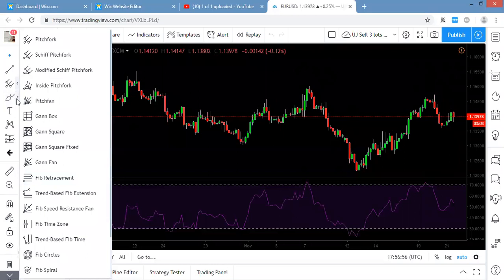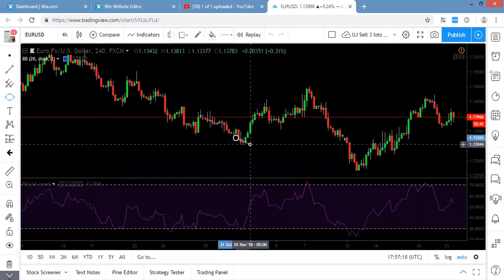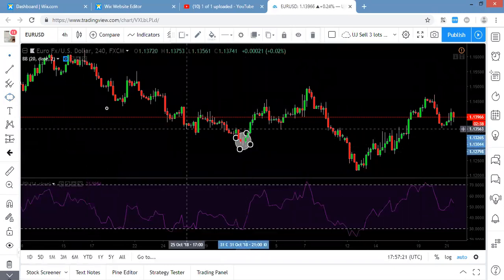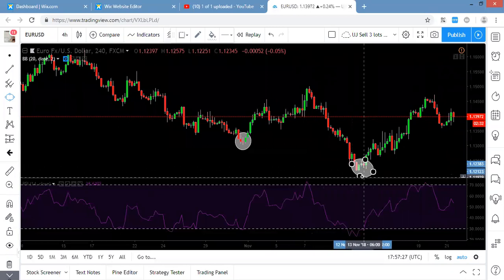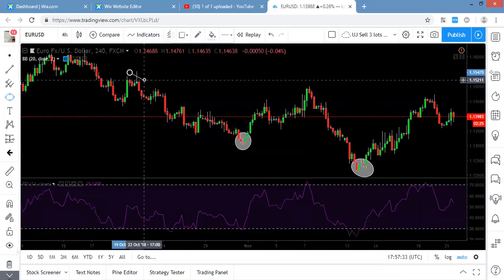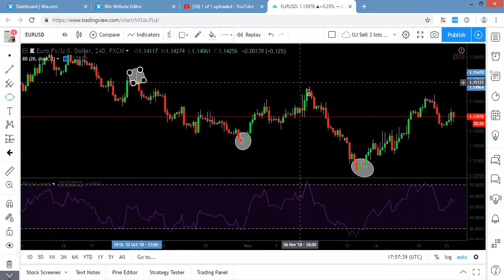Now, the next box, which I use very often, is geometric shapes, okay? So you can use a rectangle, a rotated rectangle, an ellipse, a triangle, a curve, polyline, double curve, arc, okay? The ones that I use most are going to be the brush, the rectangle, and the ellipse, okay? The ellipse is going to show you different areas. So when you mark up a chart, you could say, oh, I see that area. Okay, I'm looking at this area down here, right? And that can give you an idea of the zones that you've been looking at. And then when you go to other time frames, it'll be saved on those other time frames so you know what you're looking at maybe on the 15-minute chart, right?